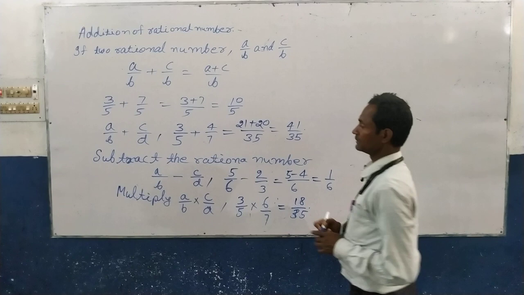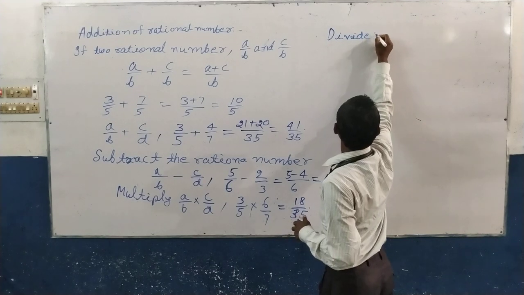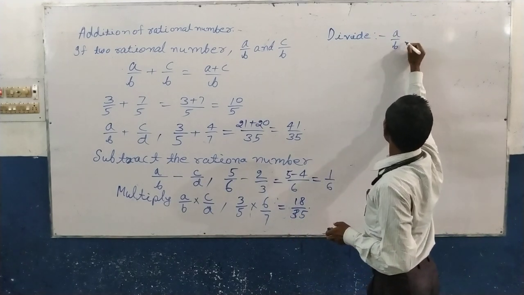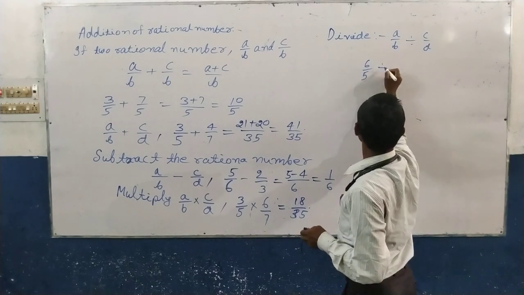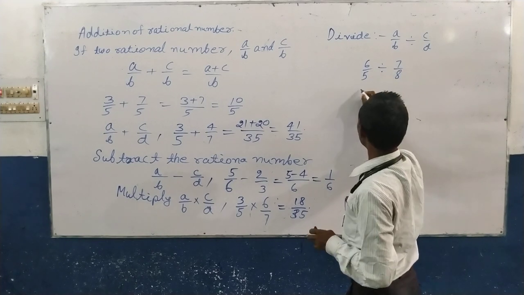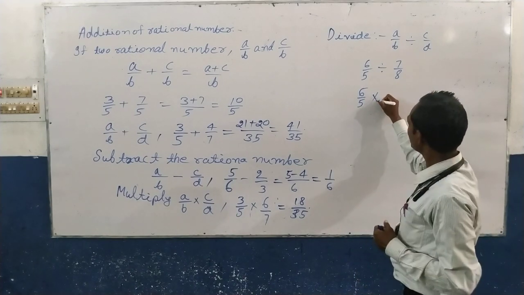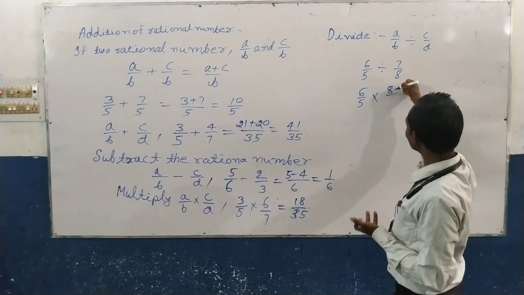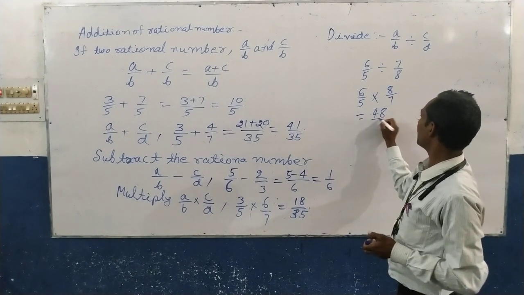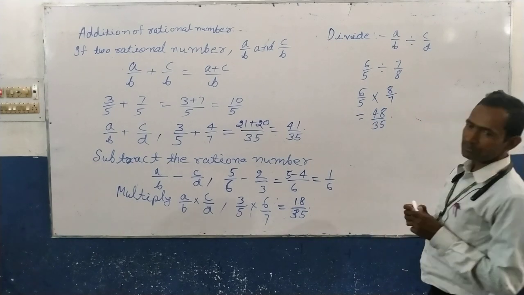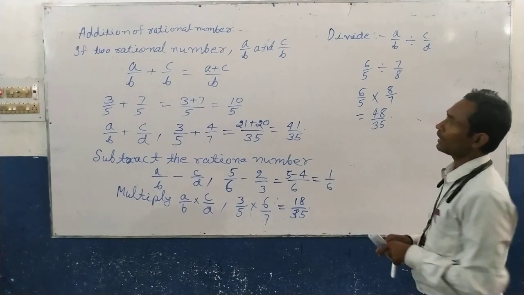Multiplication and also division. A by B divided by C by D. So 6 by 5 divided by 7 by 8. We can write 6 by 5 into the reciprocal, the denominator 8 as a numerator and the numerator as a denominator. Same, 48 by 35. So we have found here add, subtract, multiply and divide.